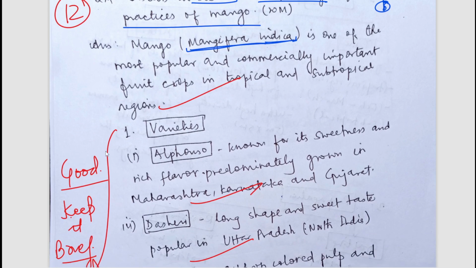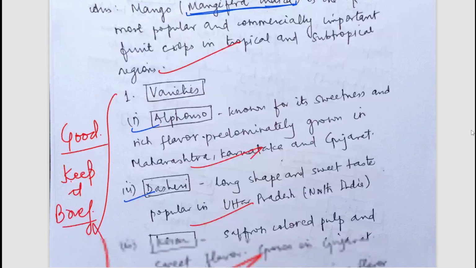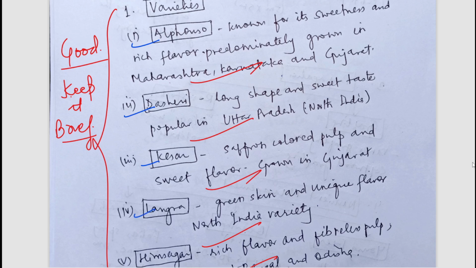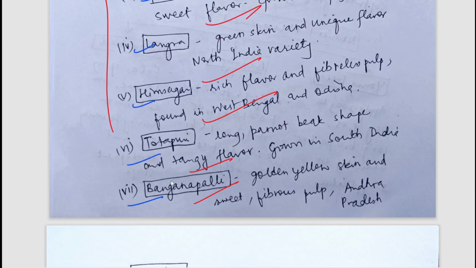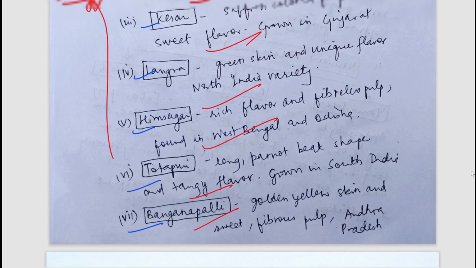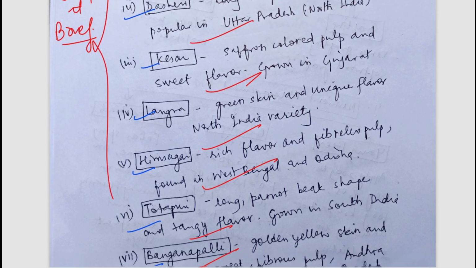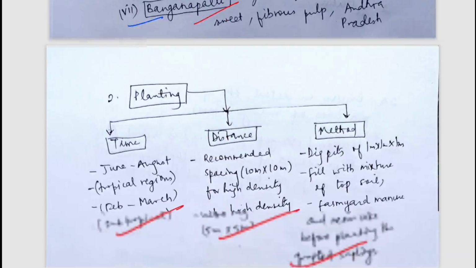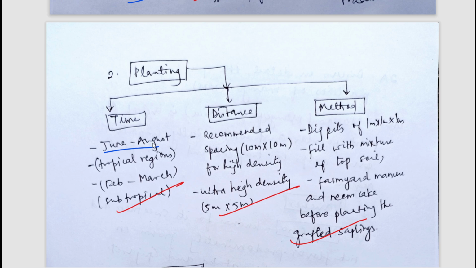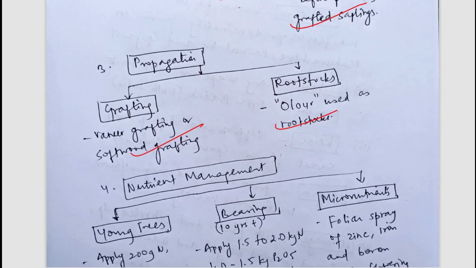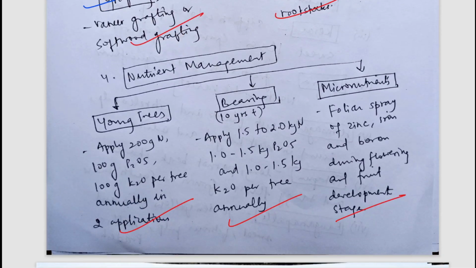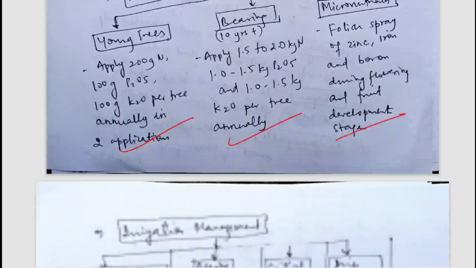Now, varieties have been mentioned such as Alphonso, Dasheri, Kesar, Langra, Himsagar, Totapuri, Banganapalli. Although the student has written a lot of varieties, I will suggest not to write that many varieties. 3 to 4 varieties are enough. Now, planting time has been mentioned. Distance has been mentioned. The 10 by 10 meter method has been mentioned, and how you can plant. So please pause the video and read it if you want to. Again, propagation has been mentioned through grafting, through rootstocks. Nutrient management for different ages has been mentioned. Please pause and read it if you want to.